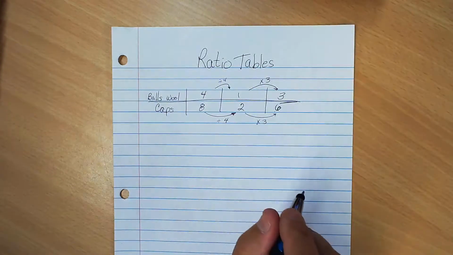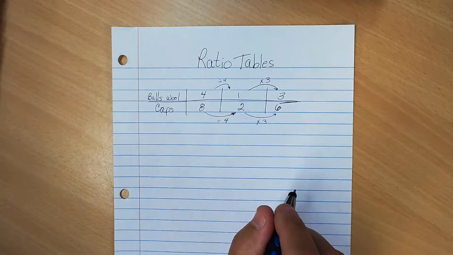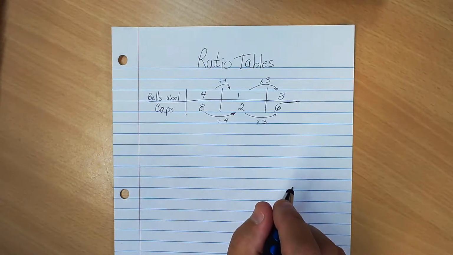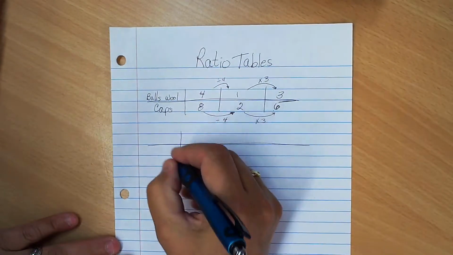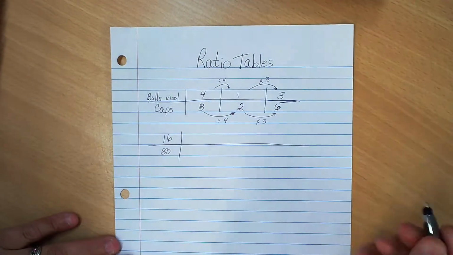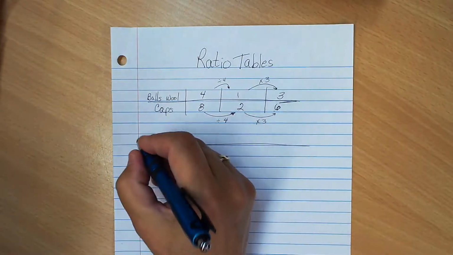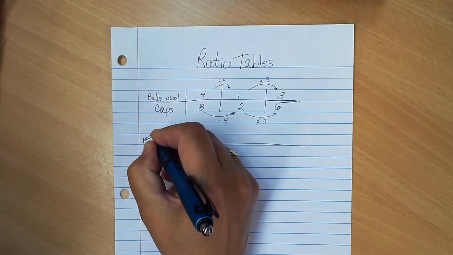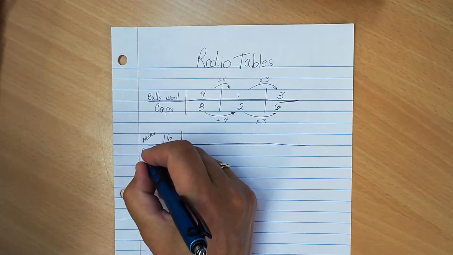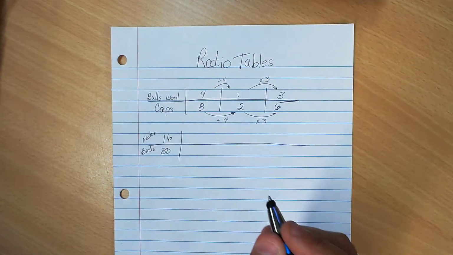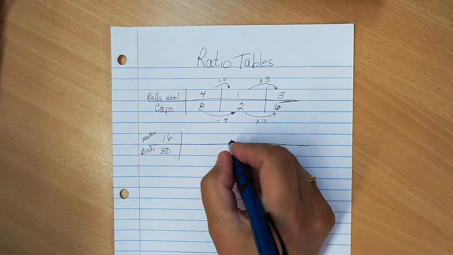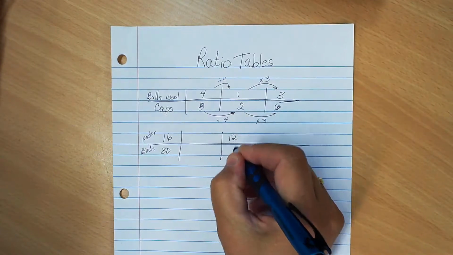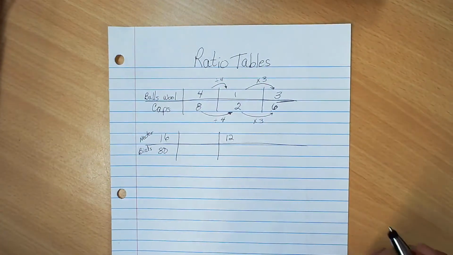Okay, if a hummingbird were to get all its food from a feeder, then a 16-ounce nectar feeder would feed about 80 hummingbirds. So 16 will equal about 80. This is the nectar. And this is the birds. The rest of the problem goes on to say, how many hummingbirds would you expect to feed with a 12-ounce feeder? And we're looking for that bottom one.